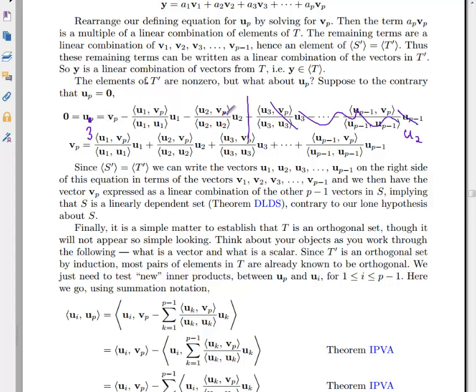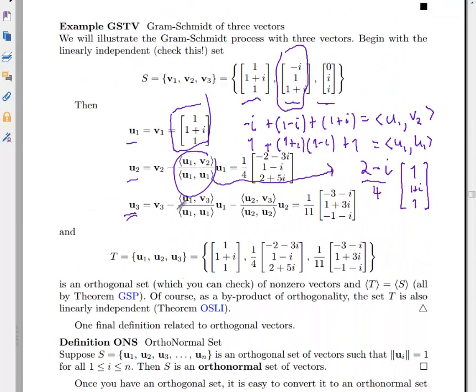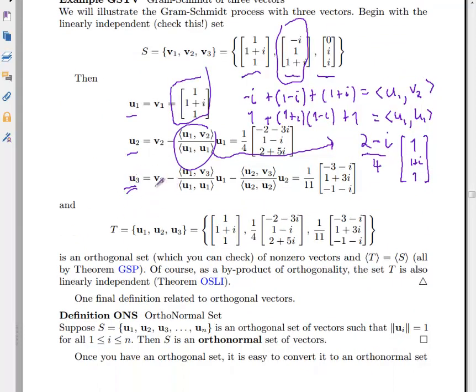All right, and that's what's done down here in this example. To find u3, there's 1, 2, 3 terms. Again, this is a lot of computation, but you can use technology to compute these inner products. And you'll get a vector minus another constant times a vector minus a constant times a vector, and this turns out to be the answer.